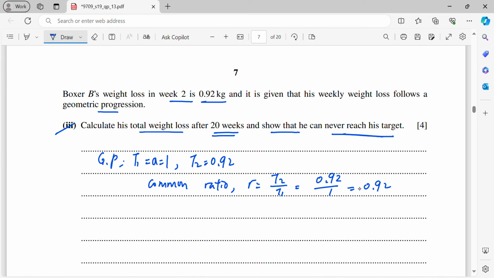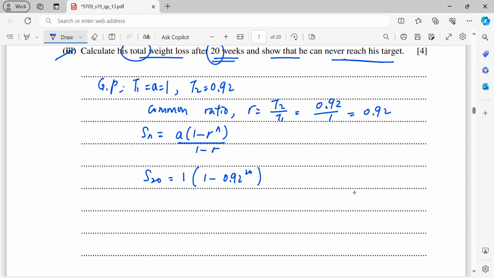Okay, we need to calculate the total weight loss after 20 weeks. So now since your R is less than 1 because it's 0.92, my Sn is a bracket 1 minus R to the power n over 1 minus R. And now after 20 weeks, S20, your a is 1, minus 0.92 to the power 20 over 1 minus 0.92. Then when you calculate this, it is 10.1.